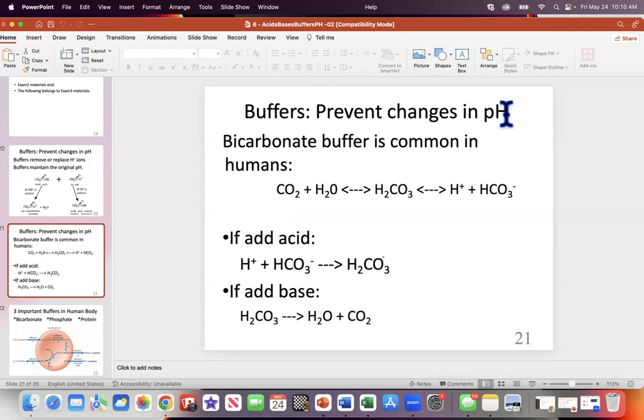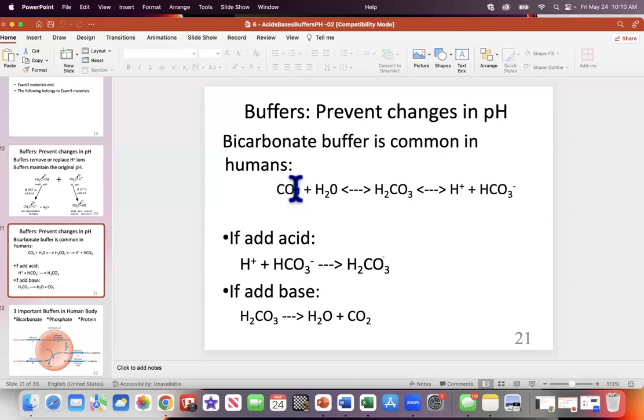In the body, when the pH changes, it can denature protein, and the whole body is made of protein. So you need the pH to be very stable in the body. That's why we have buffers, to prevent the change of the pH. And this is the buffer used in the body, the bicarbonate, and it comes from CO2.